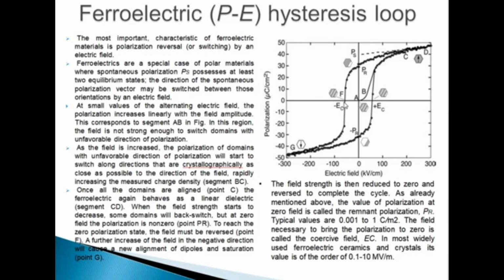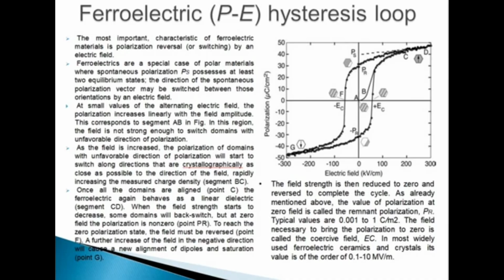To reach zero polarization, the field is backswitched from PR to the point F. After that, if you are increasing the field in the negative direction, a new alignment of dipoles occurs, from point F to point G. After that, the field strength is then reduced to zero and reversed to complete the cycle. As already mentioned above, the value of polarization at zero field is called remnant polarization, that is PR, when the electric field is 0.